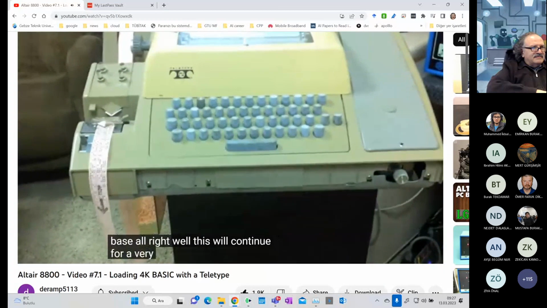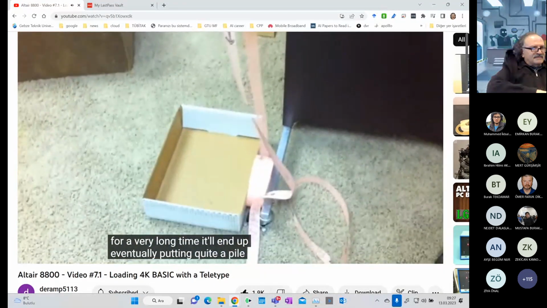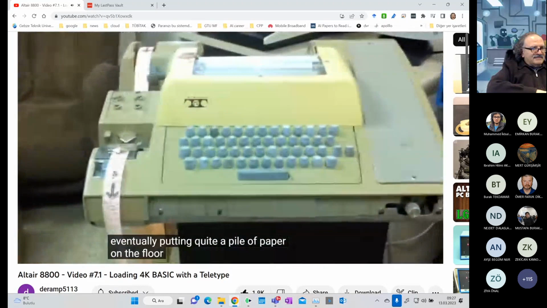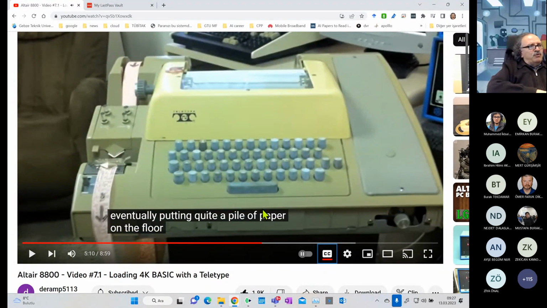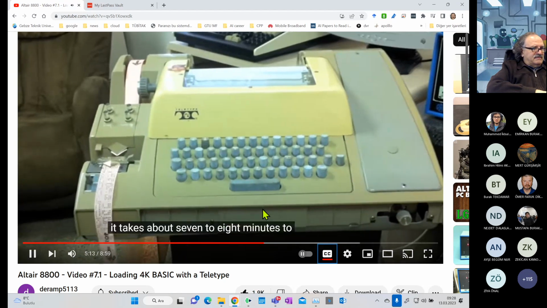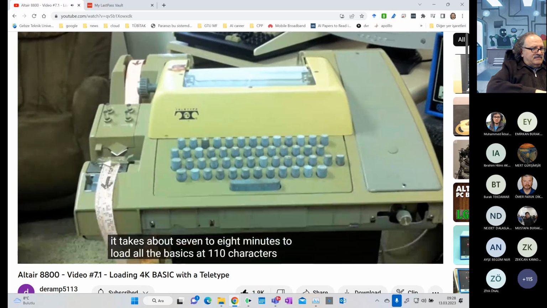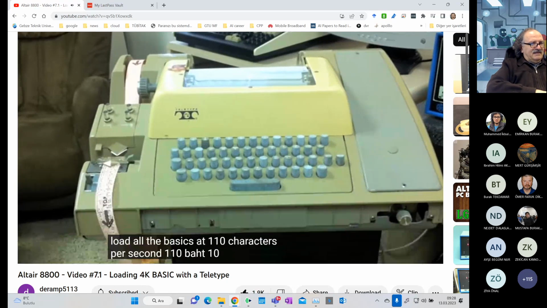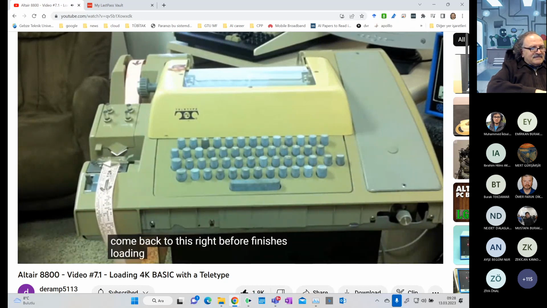All right, well, this will continue for a very long time. It'll end up eventually putting quite a pile of paper on the floor. All it is reading is 4 kilobytes of data. Yeah, it's going to take some time, because the mechanical stuff is slow. It takes about 7 to 8 minutes to load all of BASIC at 110 baud, 10 characters per second. We're going to do a video cut and come back to this right before it finishes loading.